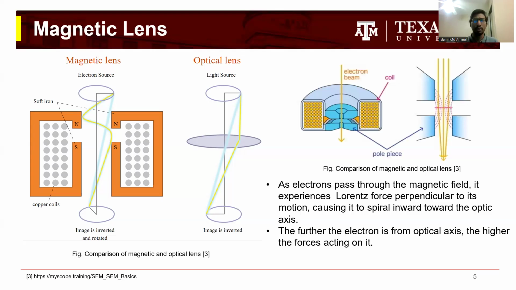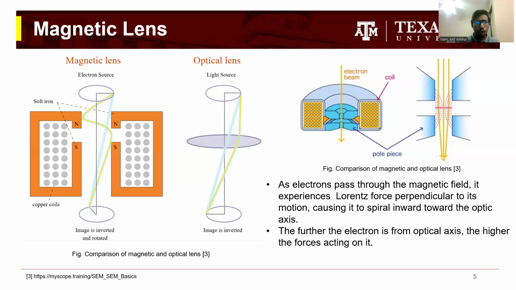An electron beam moving through the magnetic field experiences a force called the Lorentz force. This Lorentz force acts perpendicular to the motion of the electron beam. So, as the electron moves through this magnetic field, the Lorentz force guides the electron beam towards the optical axis. The further the electron is from the optical axis, the higher the force acting on it, so the more the electron is guided towards the optical axis.